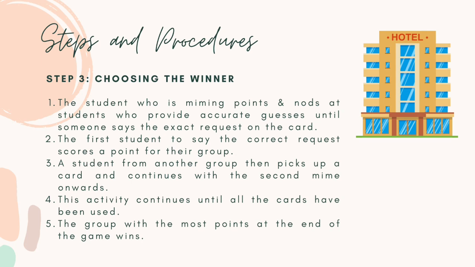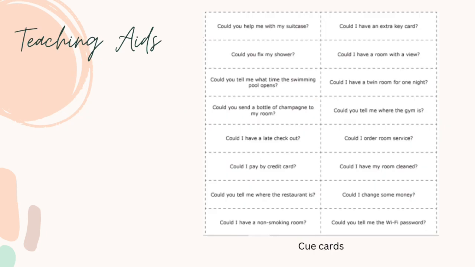A student from another group then picks up a card and continues with the second mime onwards. This activity continues until all the cards have been used. The group with the most points at the end of the game wins. These are the example of cue cards.